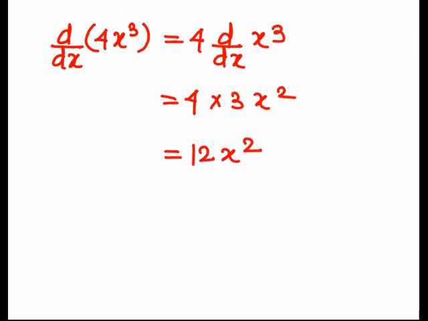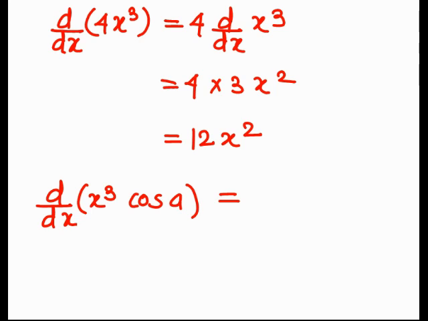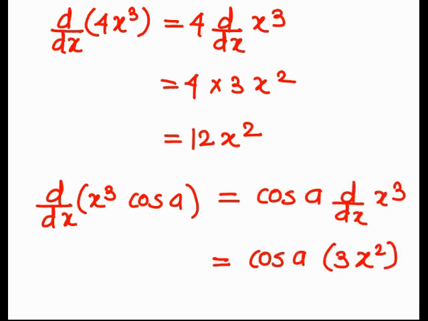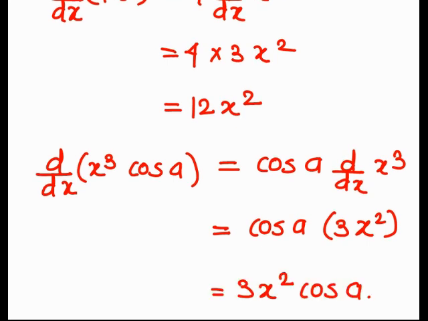So let's take one more example. Derivative of x cube cos a. So here if you observe, our variable is x and there is no x in cos a, so definitely that is a constant. So we take cos a outside and derivative of x cube is 3x square. So finally we get 3x square cos a. So this is how we can apply the property.